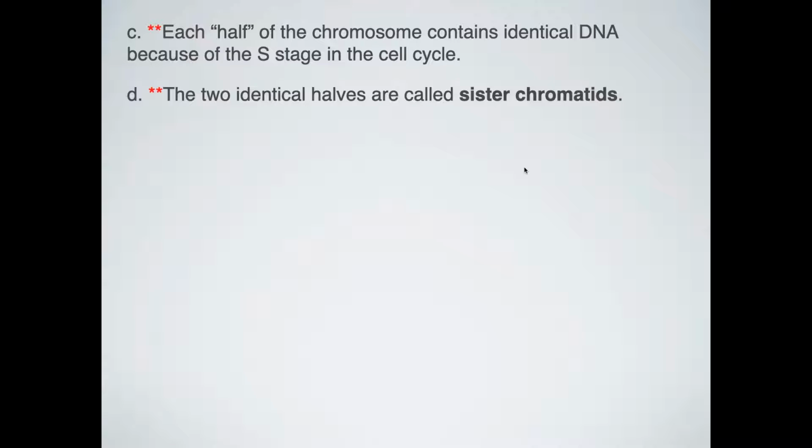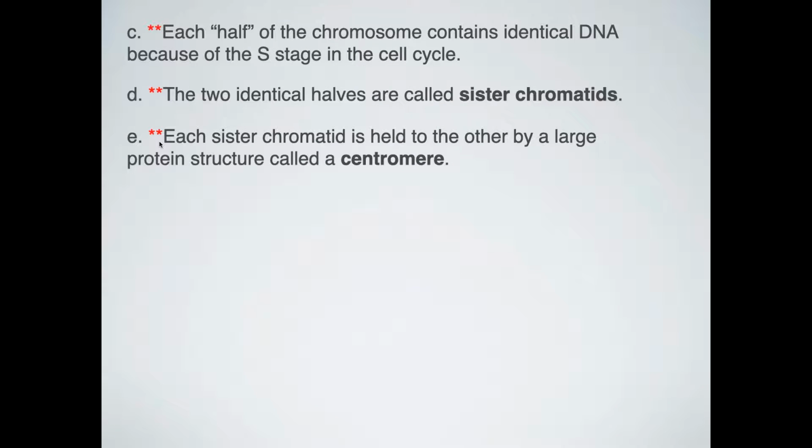So again, the reason why these chromosomes appear is because your cell is literally making a copy, and the X shape only is there when there is a copy of your DNA. Otherwise, there'd be no reason to have that little extra piece of the X shape. So the two identical halves are called sister chromatids.